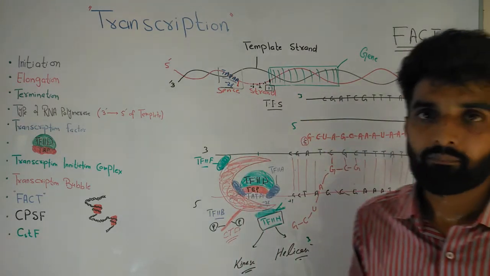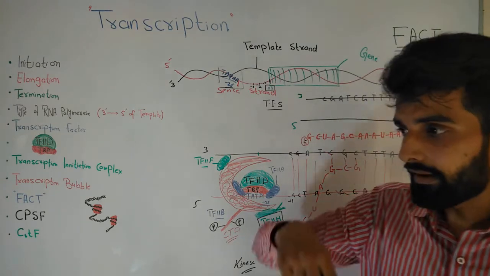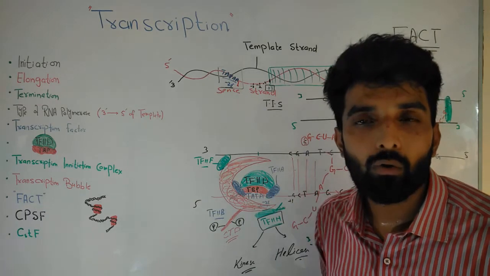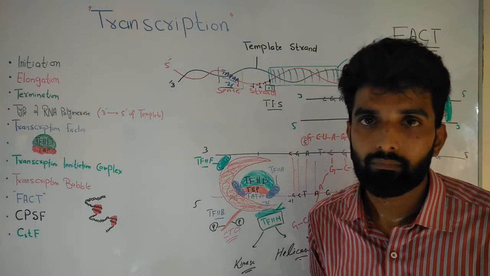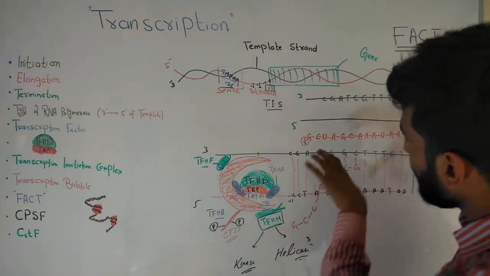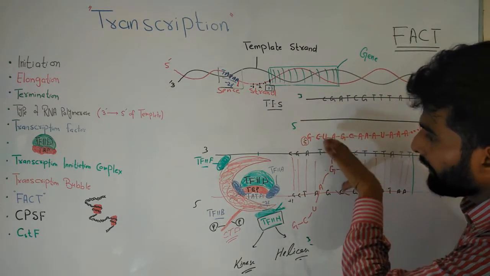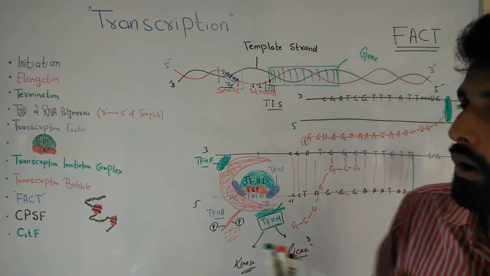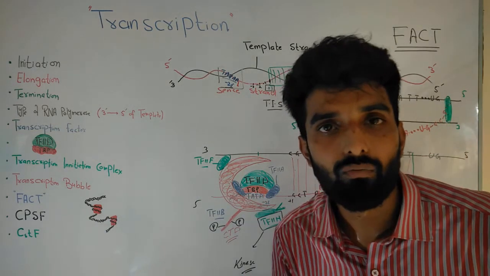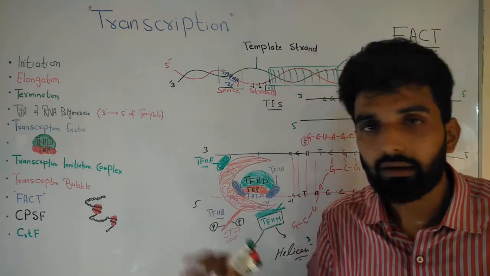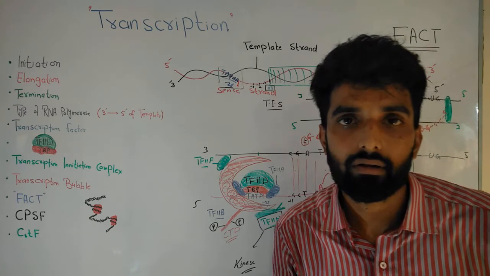there is a problem. We know that the DNA strand is not present as such. It is wrapped around the histone protein. So what will happen if a histone protein comes in the way of RNA polymerase? It means RNA polymerase will not be able to move forward. Now does the transcription terminate? No, it will not work like this.